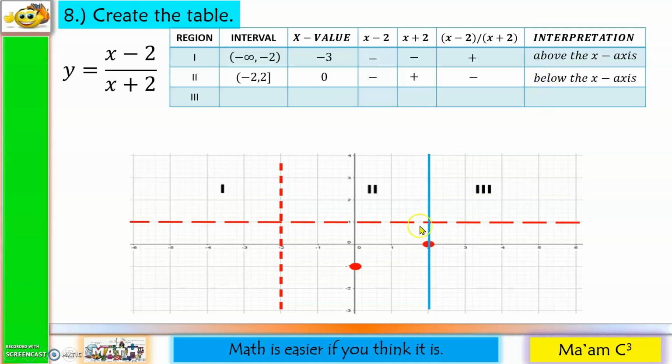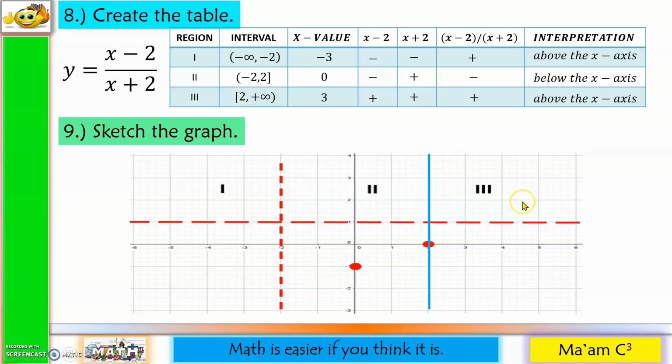For the last region, region 3, the interval is from +2 up to +infinity. So let us assign any value from region 3. Let us say +3. So 3 minus 2 is positive. 3 plus 2 is also positive. Positive divided by positive is positive. Therefore, our interpretation is above the x-axis.